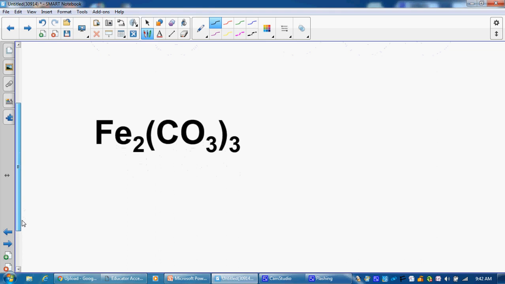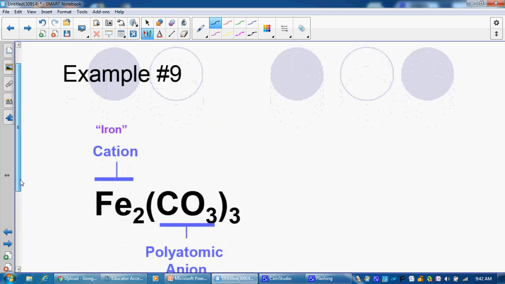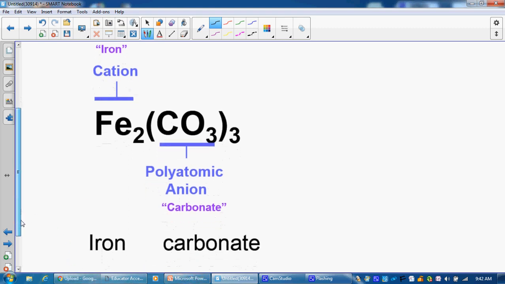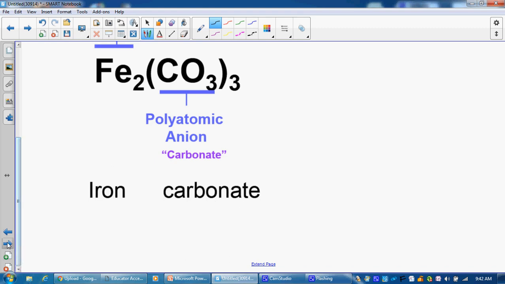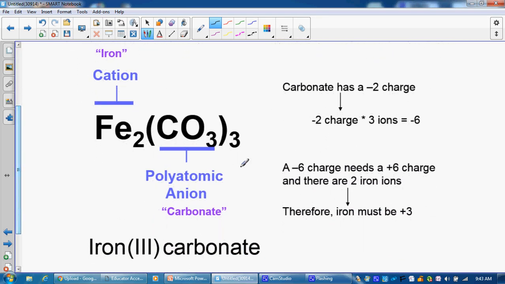Now let's look at this one. Here you can see that we've got 3 of this polyatomic ion and 2 of this. Let's walk through these steps kind of slow here. We know that this is iron again. We look up our polyatomic ion, and that's carbonate, so that's how we're going to start our name. Now we have to figure out our charge. Iron is one of those multivalent ones, a transition metal.